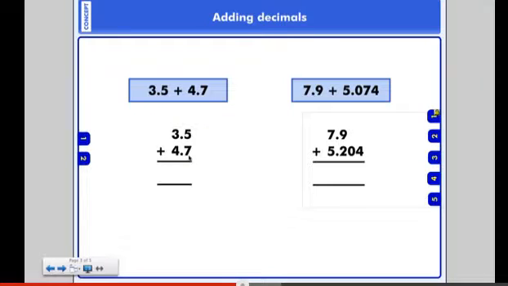Step 3, add away. We're going to start with the smallest place value, so on the right side, and add each column one by one. Now, 5 plus 7 is 12, of course. So here's an example where I need to remember my rules for regrouping. I'm going to put the 2 down, and I'm going to carry the 1 up to the next column. Then I'm going to add my ones. 1 plus 3 plus 4 is 8.